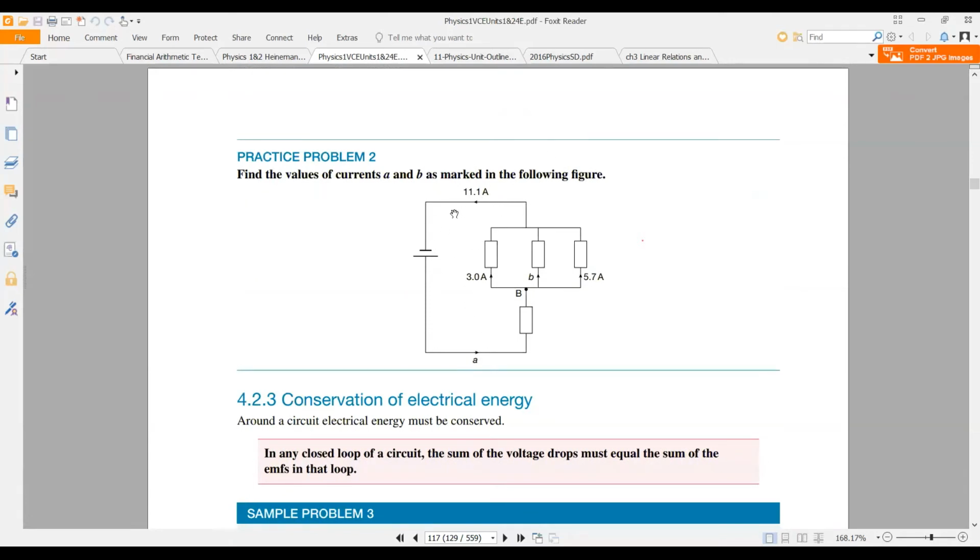Remember, if you've got 11.1 amps going in, that must be split. So you've got 3 amps here, 5.7 amps here. What must be going down the middle? Well, 3 plus 5.7 is 8.7. 8.7 plus, I think, 2.4 or 3.4 will give you what B is. And then that comes out and goes back around, and then they all combine here. So just keep that in mind to work out what needs to go where.